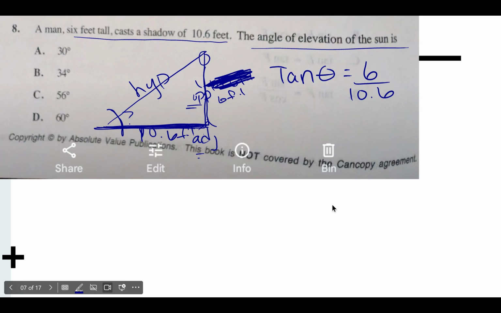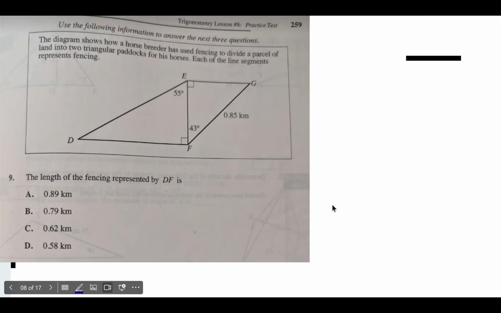And we want to solve, so in this one you would do second tan, and then again it's going to open a bracket, and if not, you open one. 6 divided by 10.6. So let's put that into our calculator, and we should see our answer is going to be A, 30 degrees.